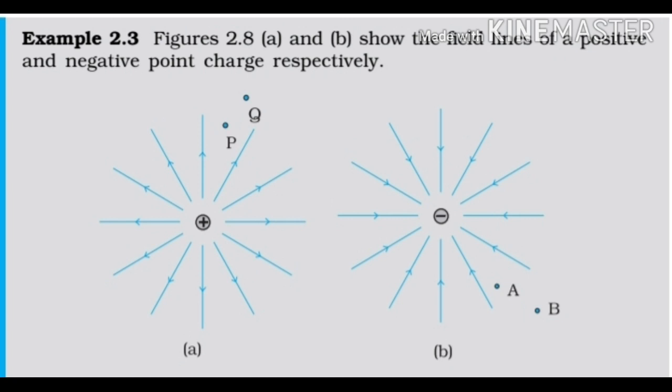They have given two different figures, Figure A and Figure B. In Figure A and Figure B, they have given two different charges. In A, they have given a positive charge. In B, they have given a negative charge. So with the help of the arrow mark, we can identify the charges also.